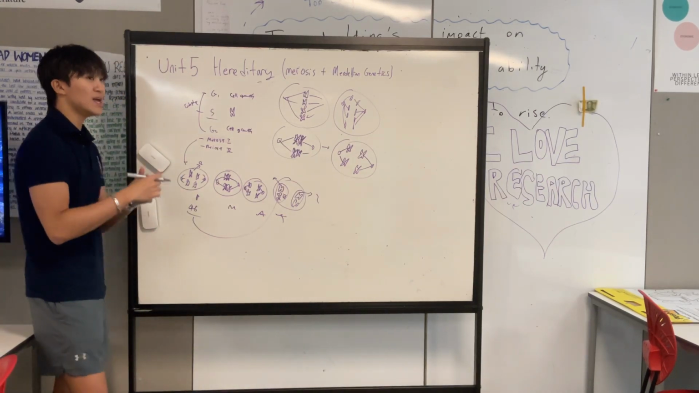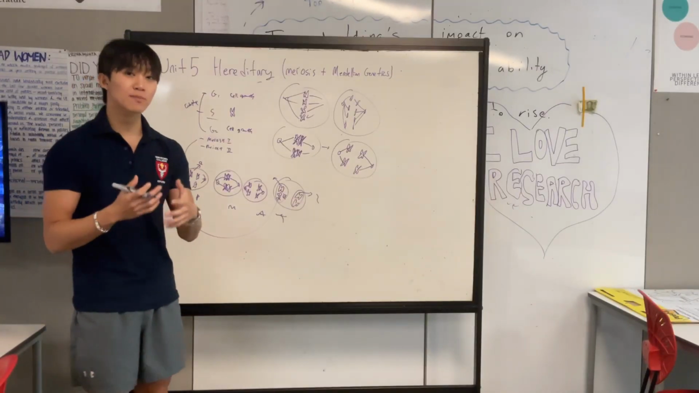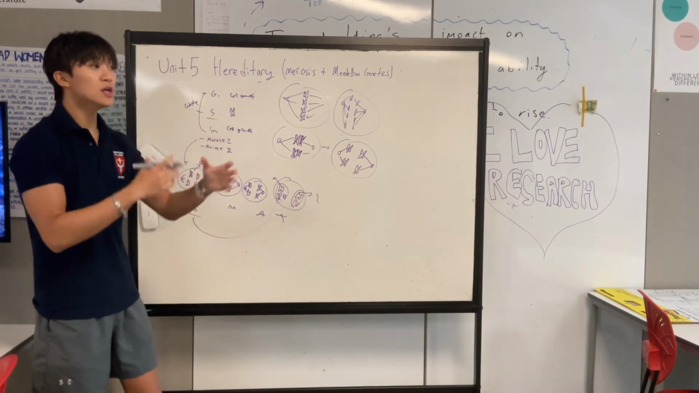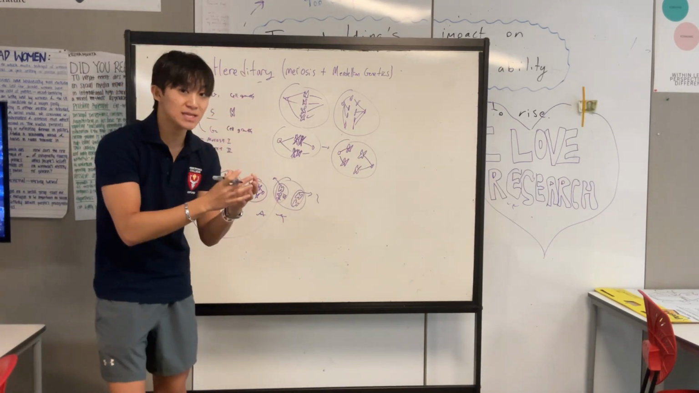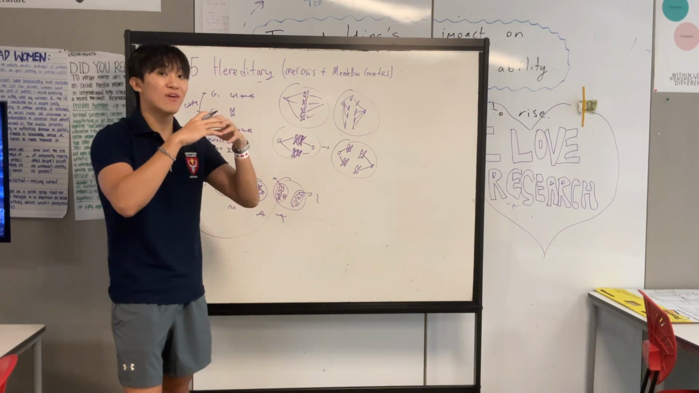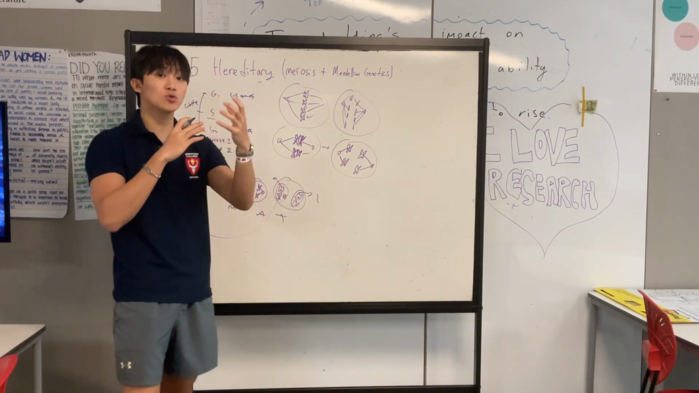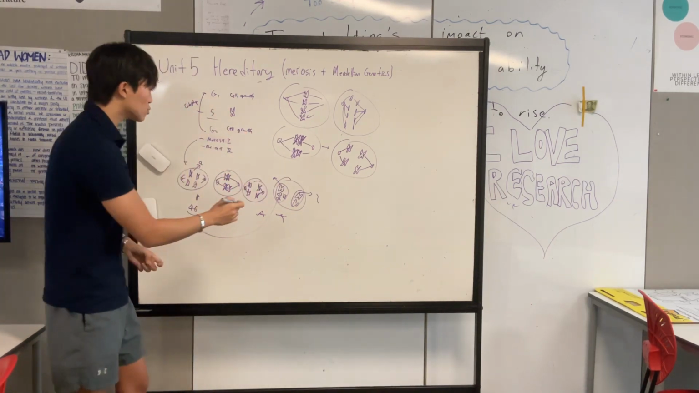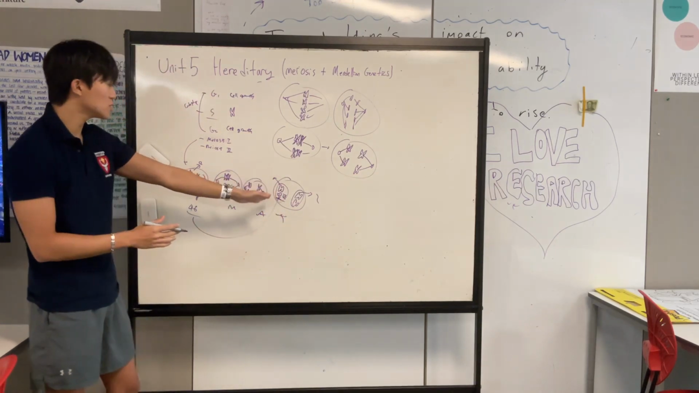Because as I told you, in sex cells, there's only half the number of chromosomes. Why? Because again, 2 sex cells meet to make a baby cell, so each sex cell should have half the number of chromosomes that an actual normal cell should have. That is why we only have half the number of chromosomes left.